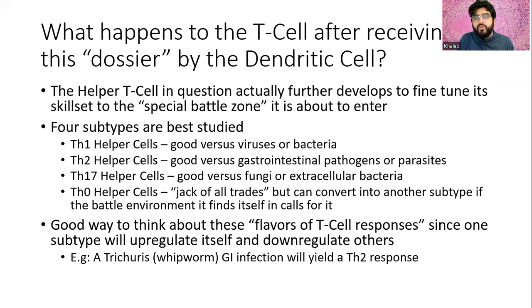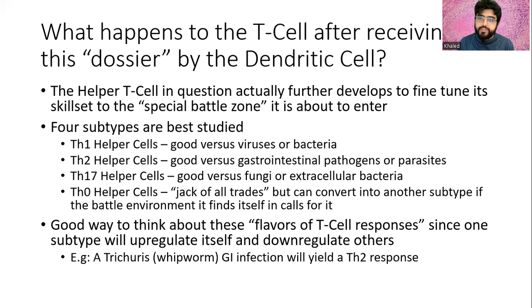So what are these different flavors of helper T cells? You have Th1, Th2, Th17, Th0, and also you have follicular helper T cell. But we're only really going to talk about Th1, 2, and 17 today. So Th1 is going to be good against viruses or bacteria, although Th17 has some antibacterial function too. But then you have Th2, it's going to be your gastrointestinal pathogens or parasites. And then Th17, that's going to be versus your fungi or extracellular bacteria.